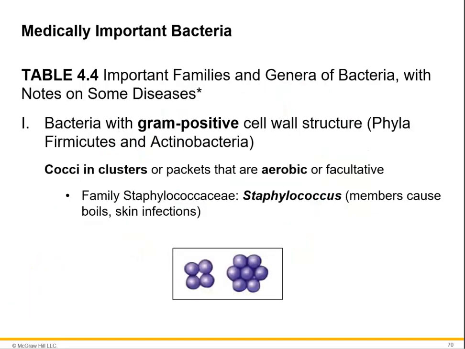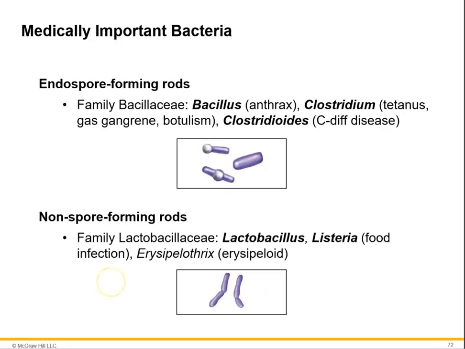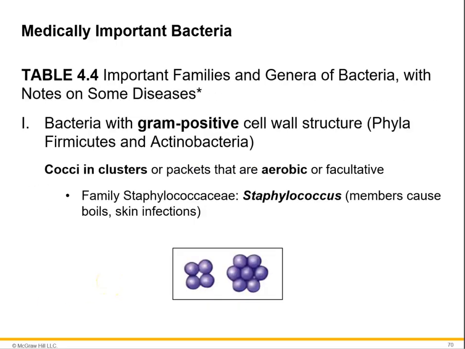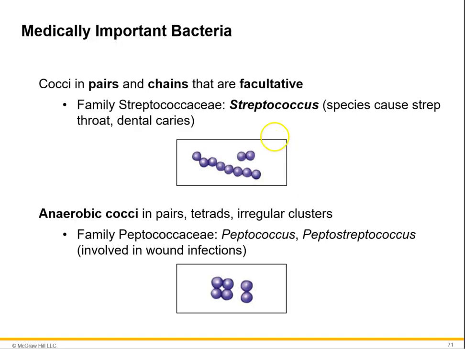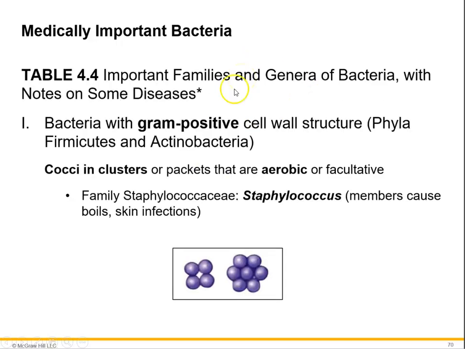Okay, so some of the medically important bacteria that we're going to talk about in this course include the bacteria on this list, and I'm just going to go over them quickly. So first we'll talk about gram-positive bacteria, and we're going to learn about the cocci in clusters, primarily Staphylococcus, okay? Staphylococcus is known for the skin infections that it causes. Cocci in pairs and chains that are facultative.